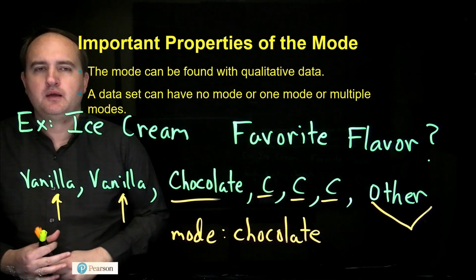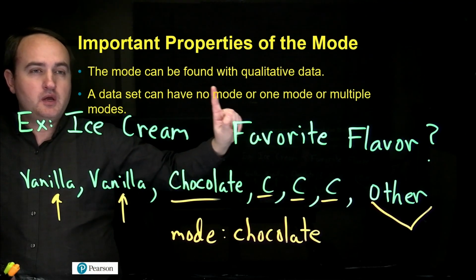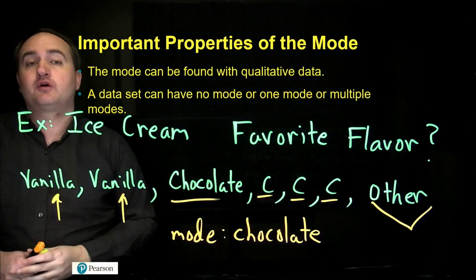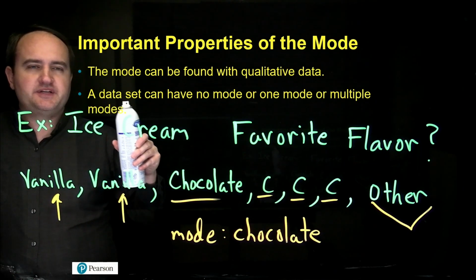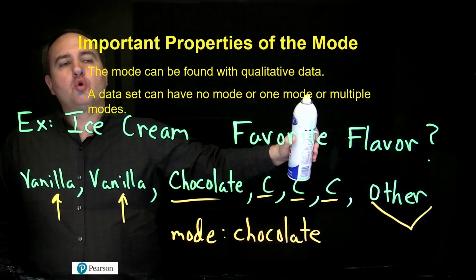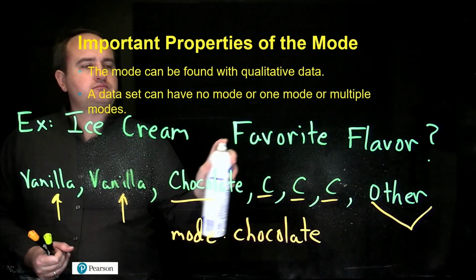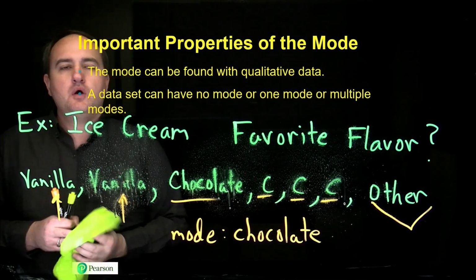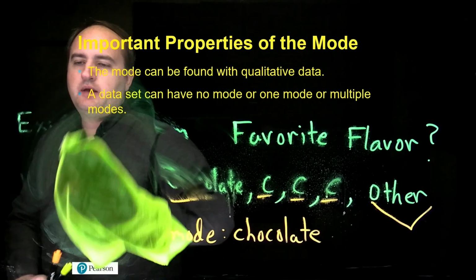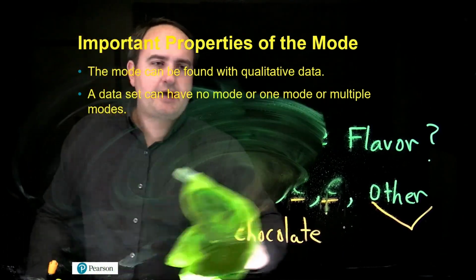Okay, but that's just an example of how you can find the mode with qualitative or categorical data. All right, a data set can have no mode, one mode, or multiple modes. No mode, one mode, or multiple modes. That's an important property. We've already seen examples of that.